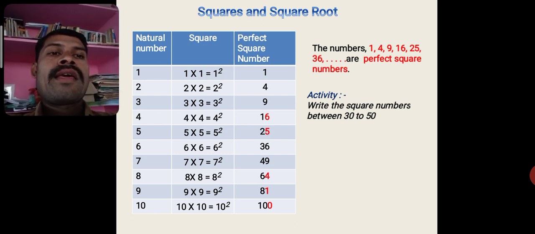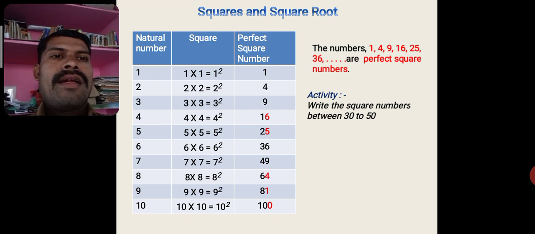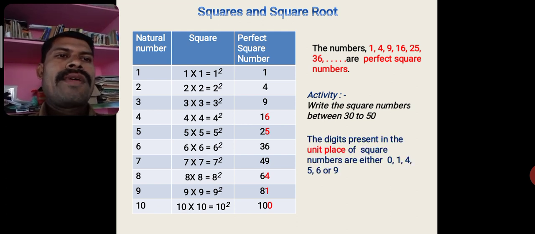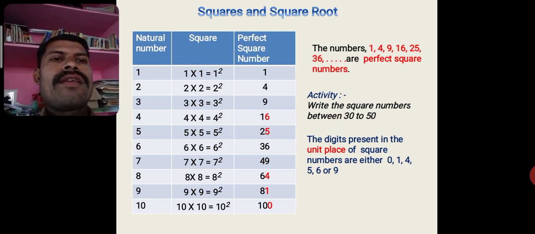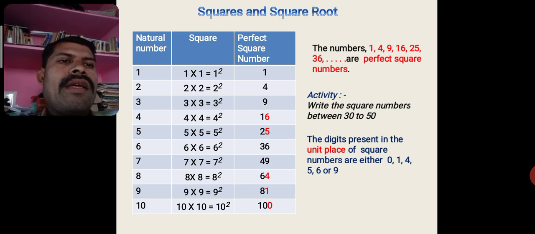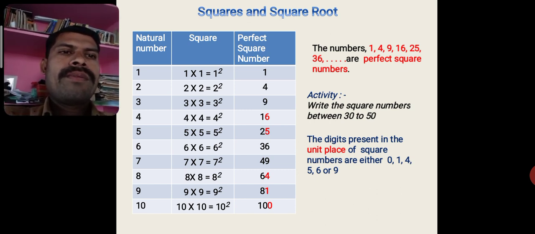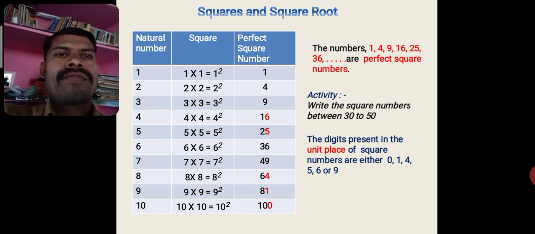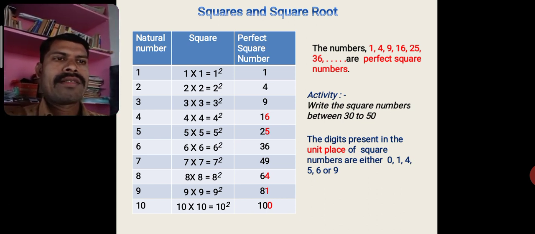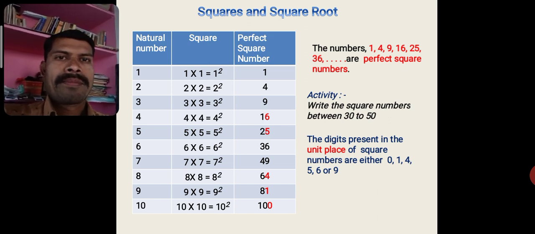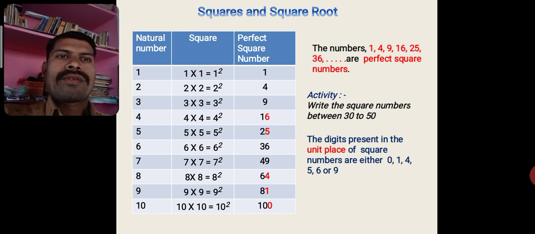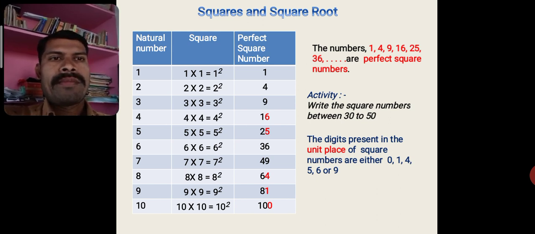You see I have marked in red ink. The digits present in the unit place of square numbers are, you can observe, either 1, 0, 4, 5, 6 or 9. Other than these digits there will be no perfect square. If you don't see the digits 0, 1, 4, 5, 6 or 9 in the unit place of any number, those are all non-perfect square numbers.